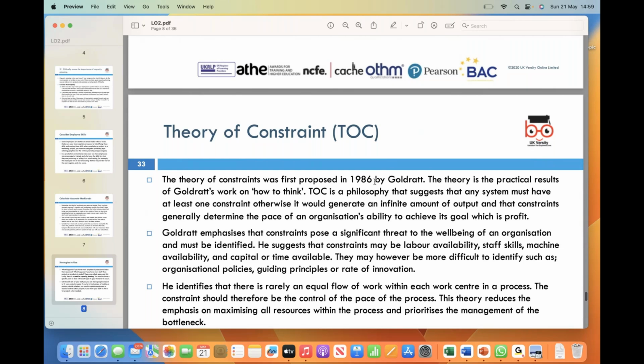Goldratt introduced the concept of drum buffer rope to guide our actions. The bottleneck or constraint is represented by the drum. It sets the pace for the entire process because its capacity is limited. Consequently, the bottleneck should always be working to the fullest extent possible.